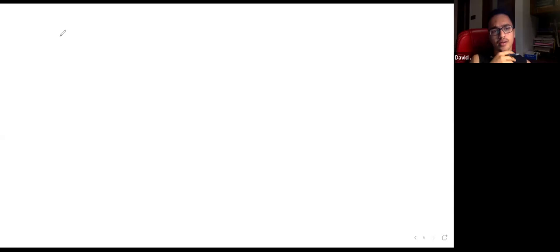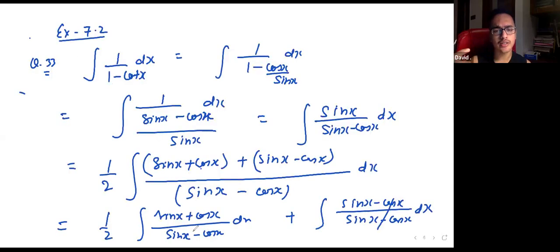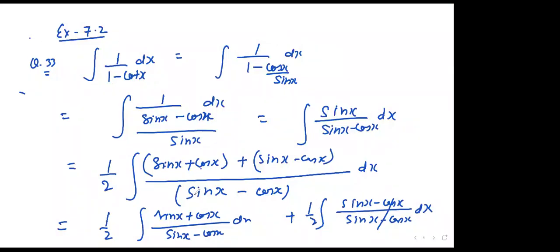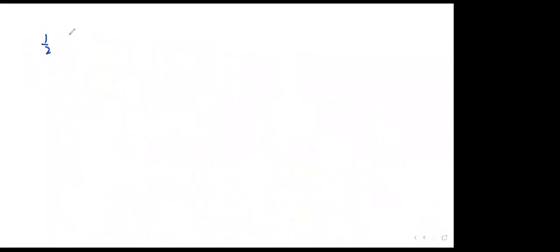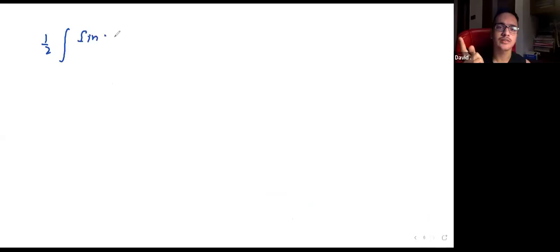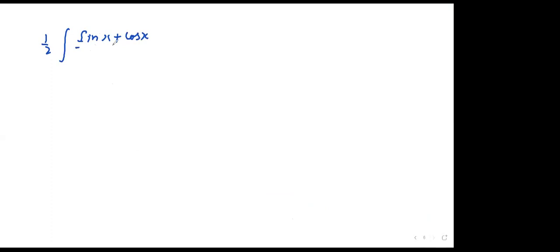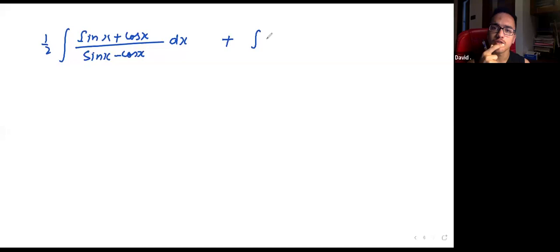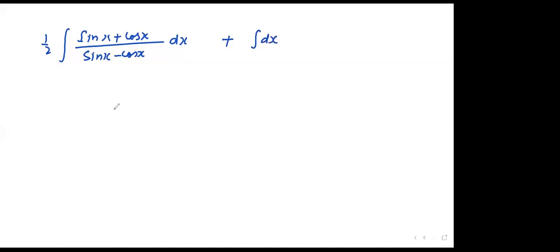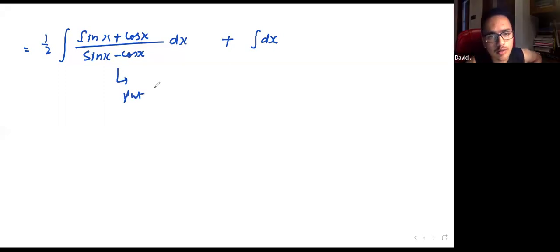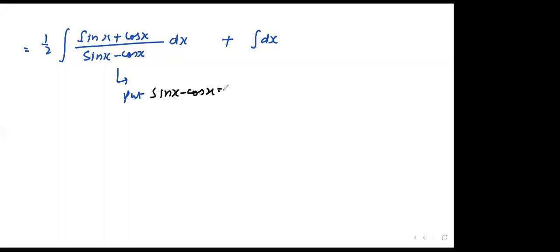Okay. So we have actually now 1 by 2 integral. Here also we have 1 over 2, isn't it? Yes, sir. So 1 over 2 integral of sine x plus cos x divided by sine x minus cos x dx, and plus 1 by 2 integral of 1 dx. Okay? Here we can put sine x minus cos x as t. Sine x minus cos x equals t.